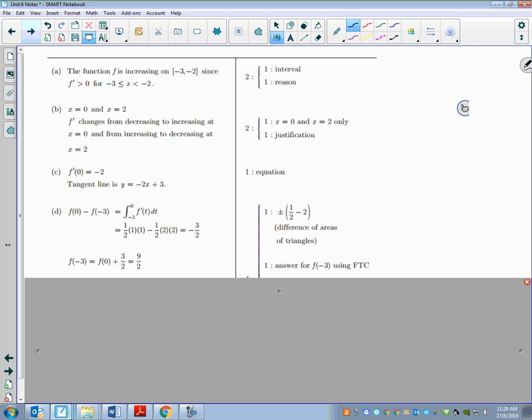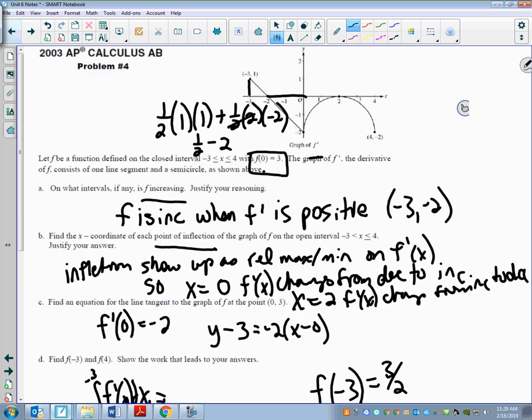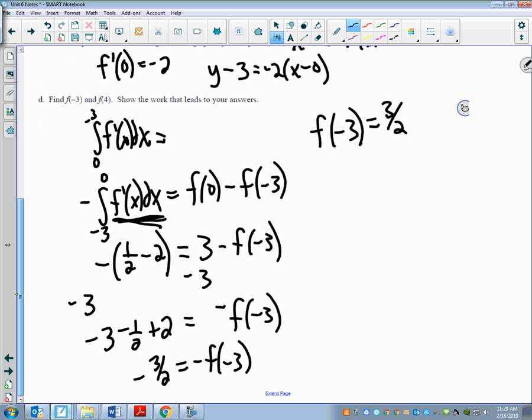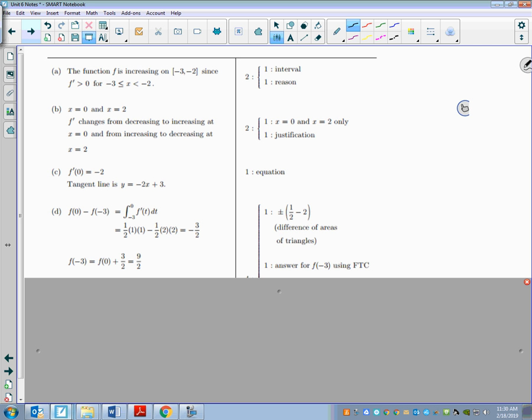Oh no, look, they have that it's 9/2. So where did I mess up my negatives here is my question. Because if I would have made this a 3, I don't know. I always mess up my negatives. So let's see what they did. This is what I had.